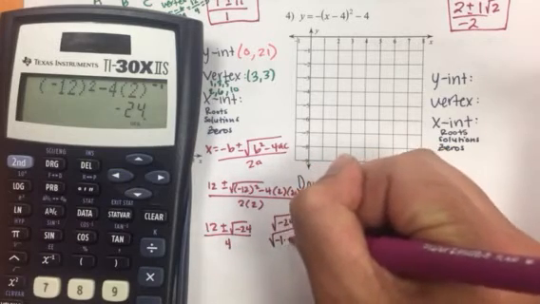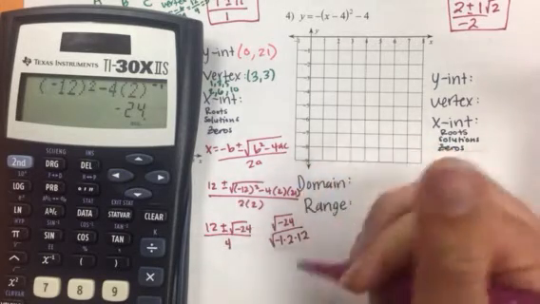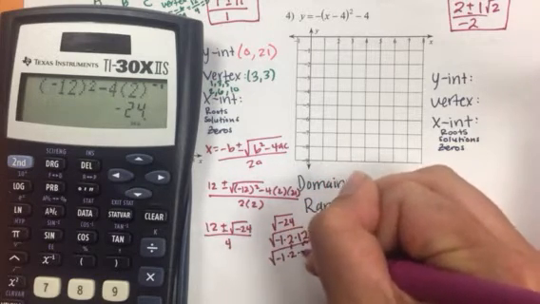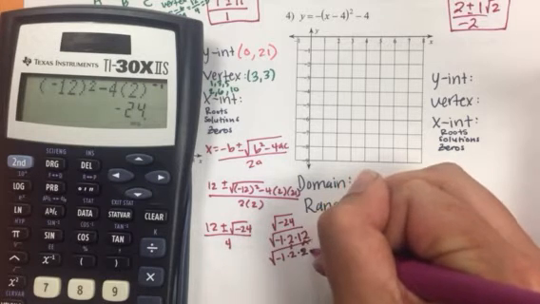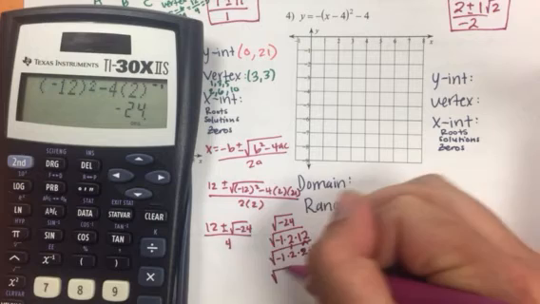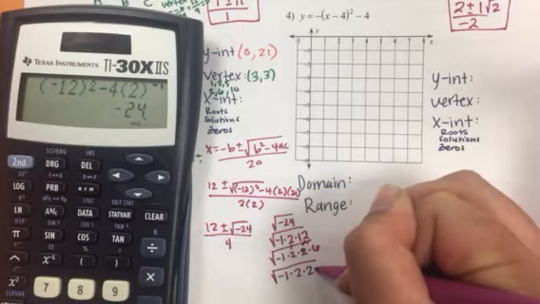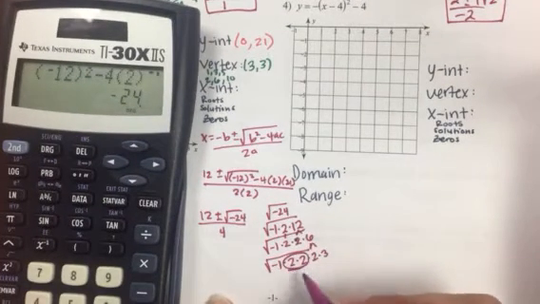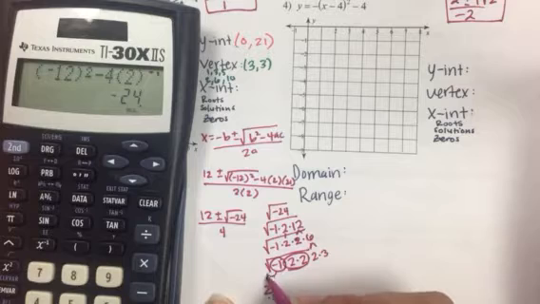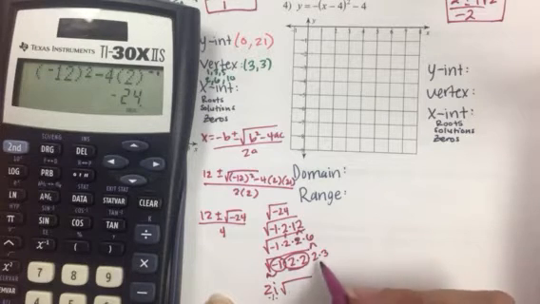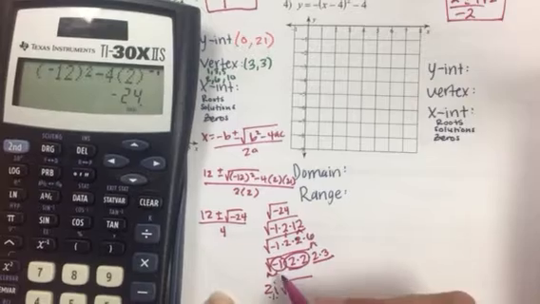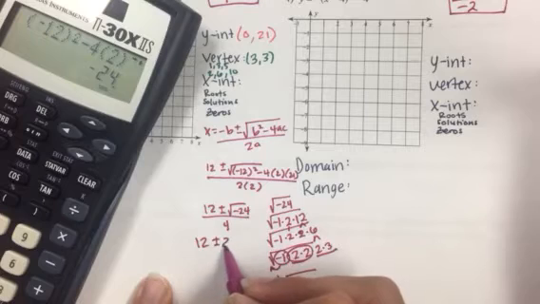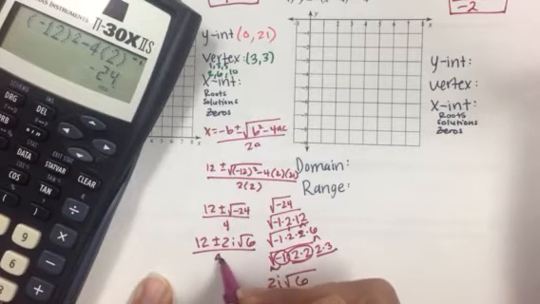So 12 breaks down to 2 times 12. 12 breaks down to 2 times 6. 6 breaks down to 2 times 3. And I can't break them down anymore. The 2 can leave. When I take out a negative 1, it becomes an i. And the 2 and 3 are left inside because they don't have pairs to leave. So we have 2 times 3 is 6. 12 plus or minus 2i root 6 over 4.